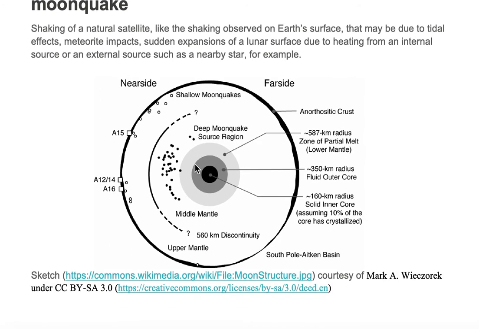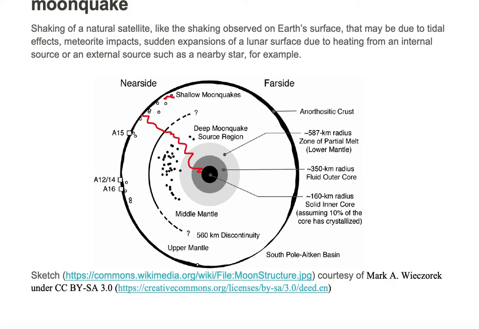Let's take a look at the sketch of the interior of the moon. We could have a deep moonquake source region, which could be heat that's trying to escape out of the interior of the moon, and that causes the interior to quake. Or it could be a shallow moonquake.